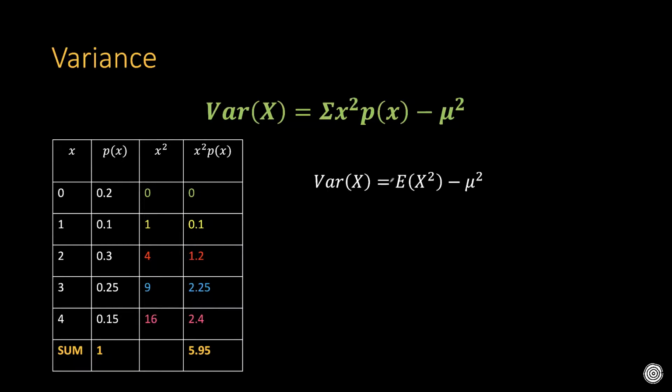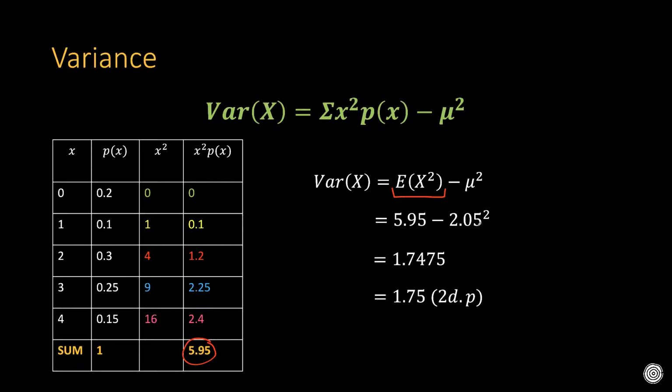Okay, now I can also write it like this: E of x squared, my weighted mean of my values x being squared, minus mu squared. So this part here again is simply 5.95, and then mu, which is 2.05, squared, gives me 1.7475, which is great. It's exactly like what we had before, or to 2 decimal places, 1.75.